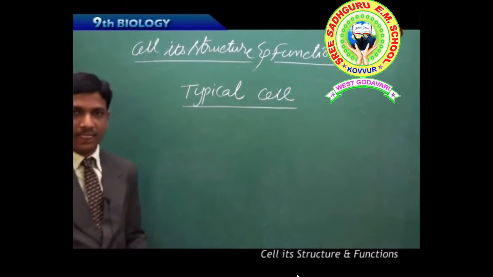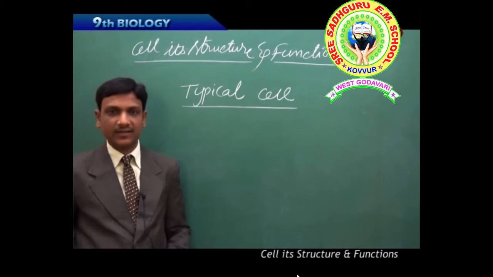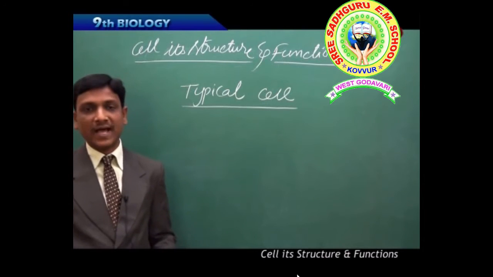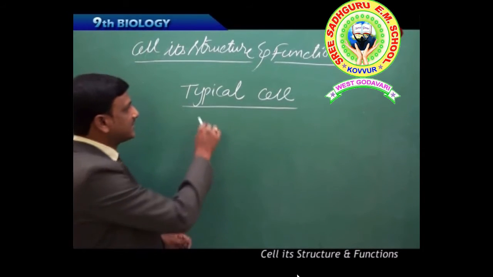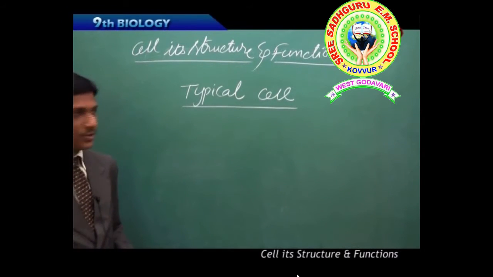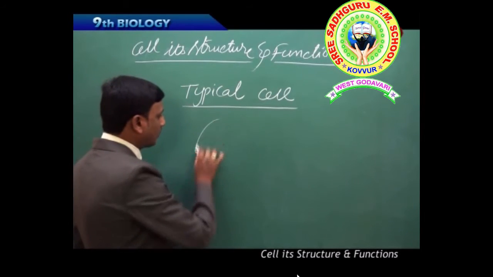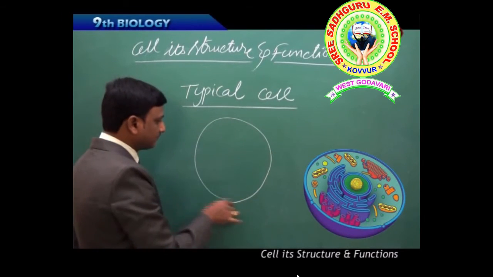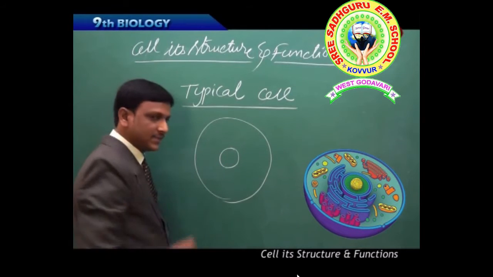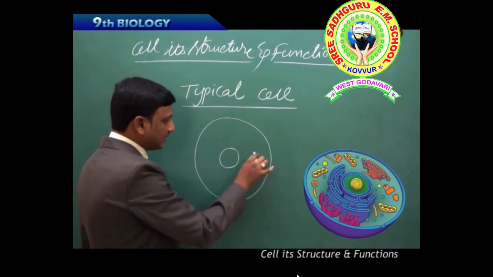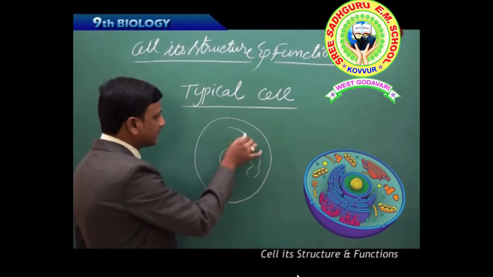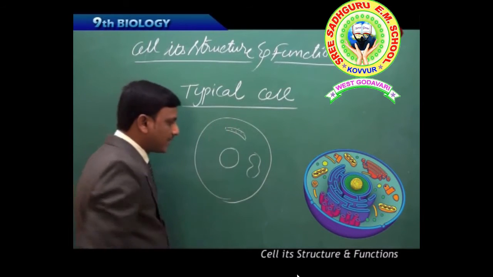Now, typical cell. What is a typical cell? We know plant cells and we know animal cells. Now, what is this typical cell? So, a typical cell is nothing but a model cell which represents all the cell organelles present in the cell.